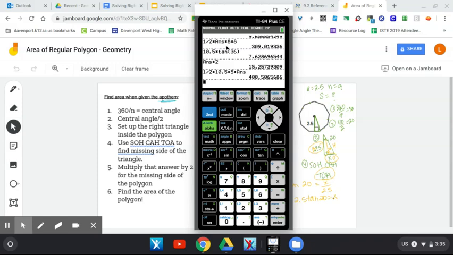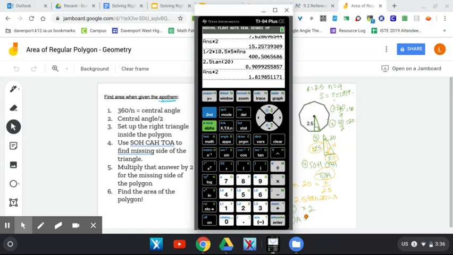So 2.5 times tangent 20 gives you 0.90992558557. So then for step 5, you are going to take that number and multiply that number by 2. So in your calculator, hit times 2. You get 1.81985171. So that is your side length right up here. So 1.819 and so on. Hang on to that decimal in your calculator, and now you're ready for area.